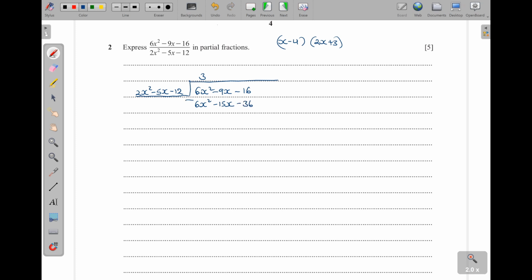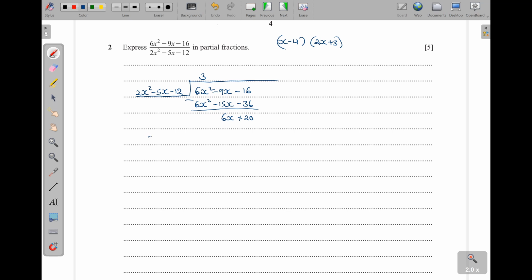So when I subtract, of course, the 6x squared will disappear. Now negative 9 minus 15. This one will become a plus, so what we get there will be 15 minus 9. 15 minus 9 is the same as 6. So I'll have here 6x, then minus negative 36 minus 36. That's the same as saying 36 minus 16, which is a positive 20. So we shall have positive 20 here.